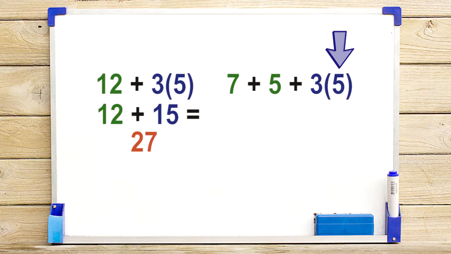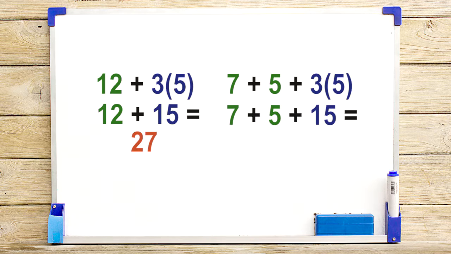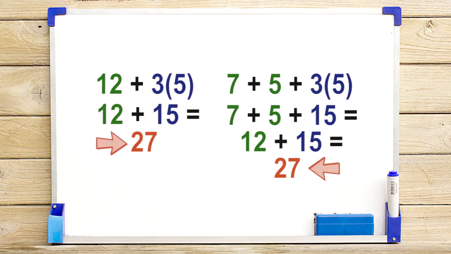Now we will substitute a 5 in for the variable x in the second expression. 3 times 5 equals 15. 7 plus 5 equals 12. And 12 plus 15 equals 27. The two expressions are equivalent because when we substituted a 5 for the variable x, both expressions equaled 27.